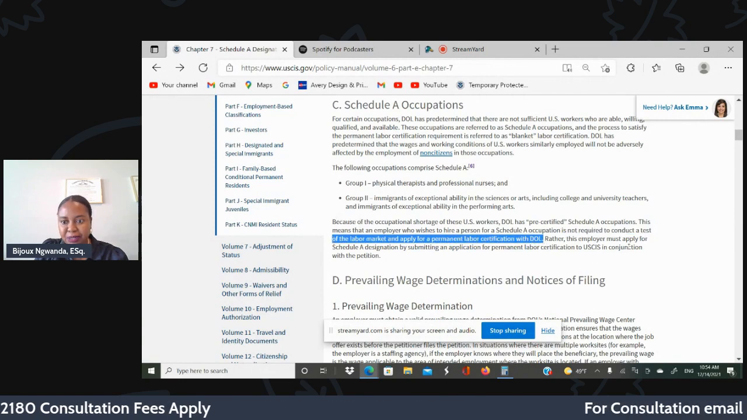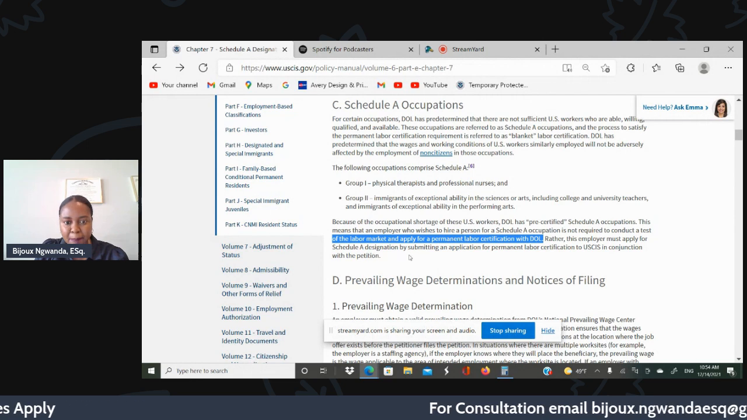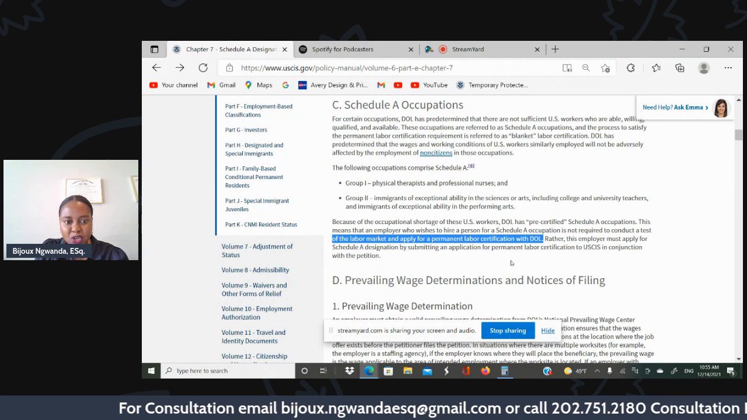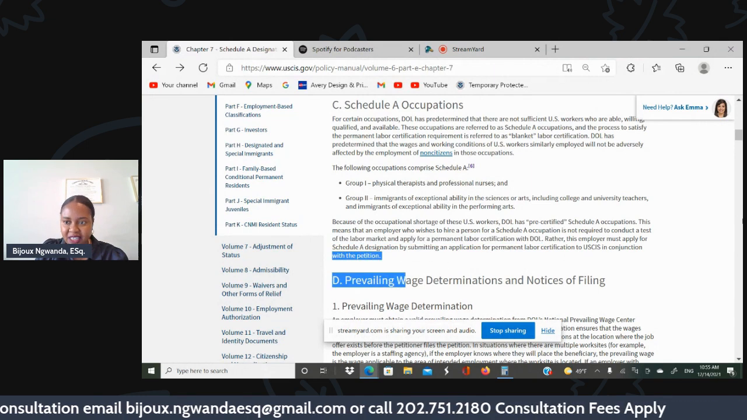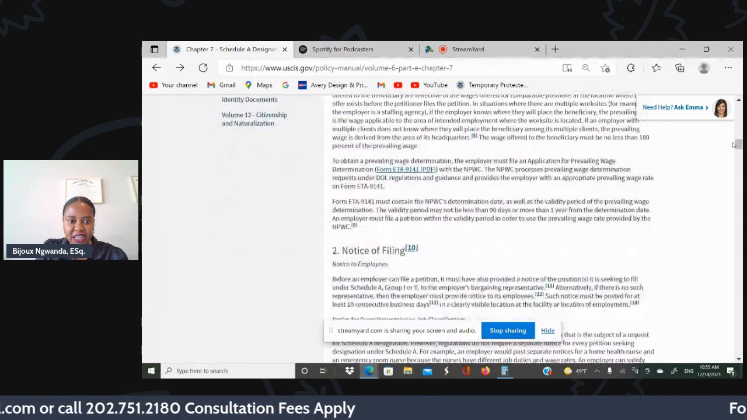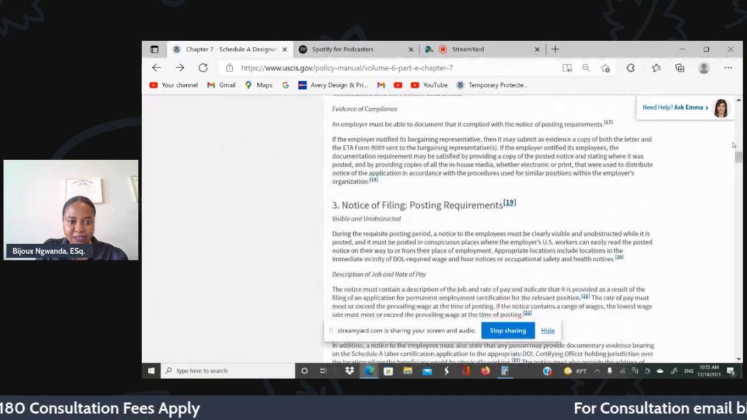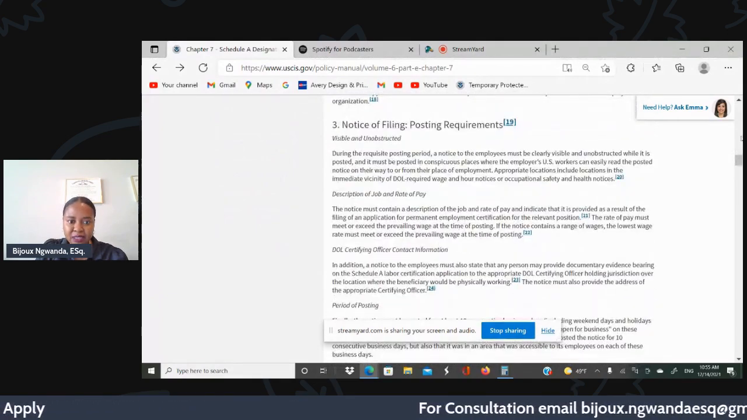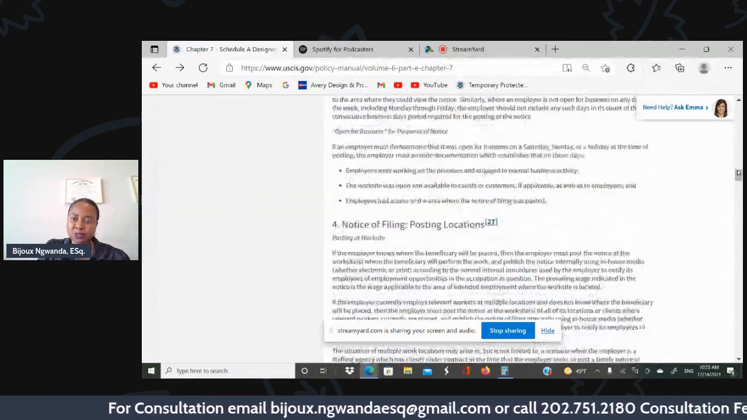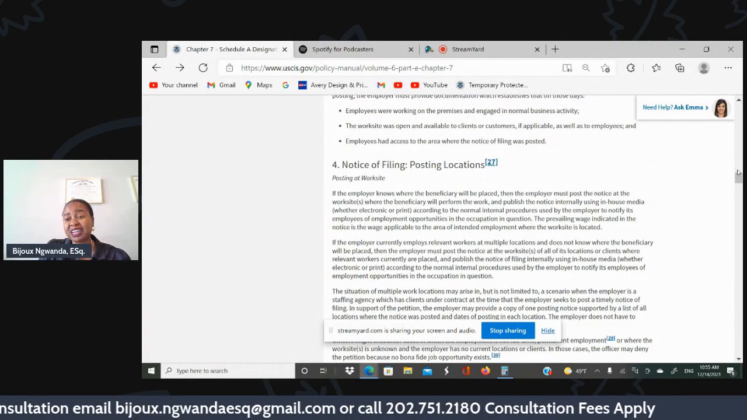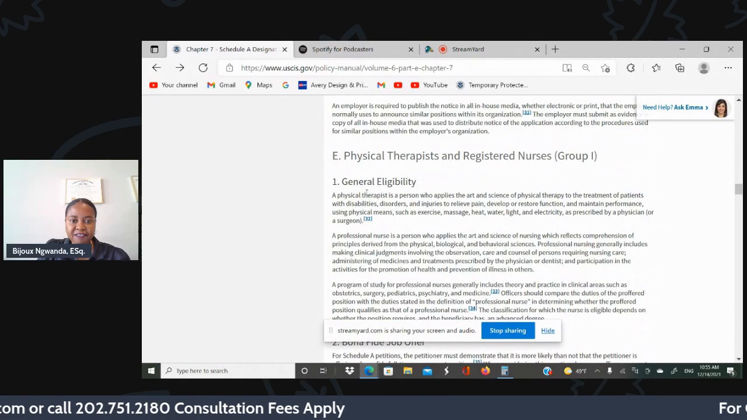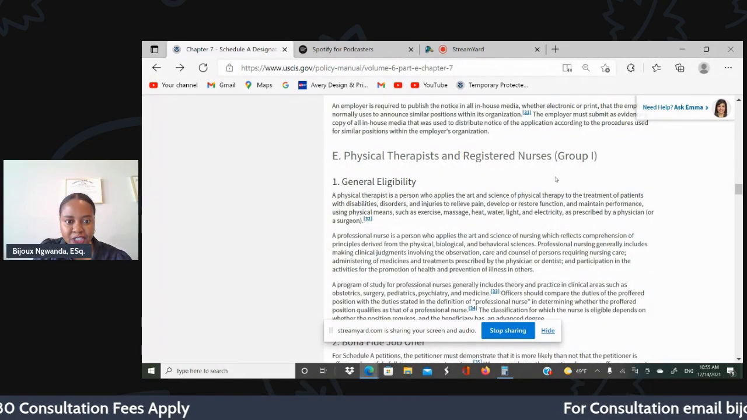Rather, this employer must apply for Schedule A designation by submitting an application for permanent labor certification to USCIS in conjunction with the petition. Okay? And then here it talks about prevailing wage determination, notice of filing, and the requirements and description of the job. So basically, that's what you go to when you are trying to determine prevailing wages and location and all that. So, physical therapist and registered nurse, right?